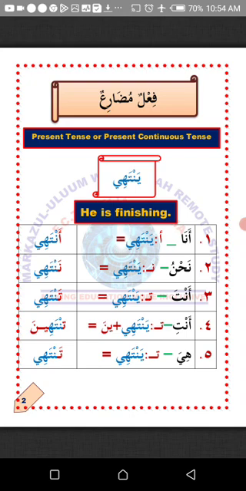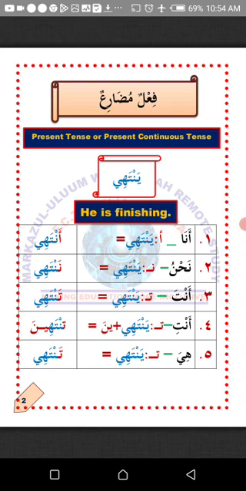Arba'a, number four, anti, you, representing a single female person. So how do we change the verb ينتهي to suit anti? All you need to do is to detach yaun and attach ta'un. Not only that, then you attach yaun and nunun carrying fathah to the last letter. So the verb ينتهي will now become tantahina, which means you are finishing, talking to a single female person.